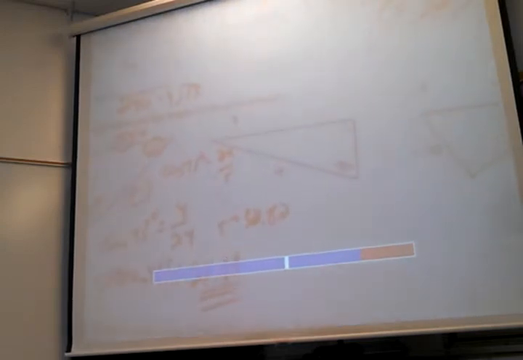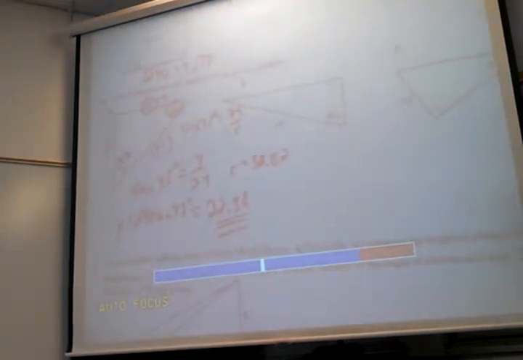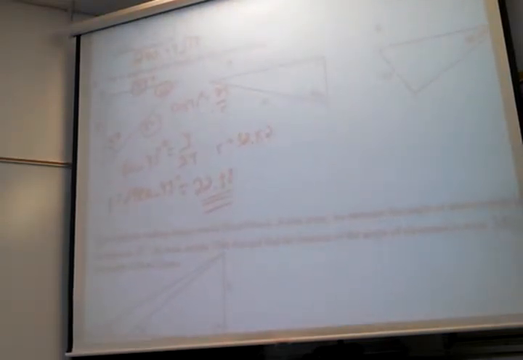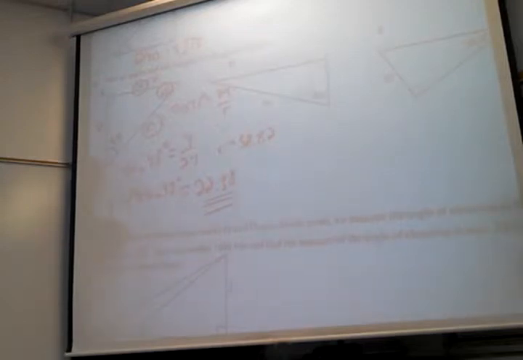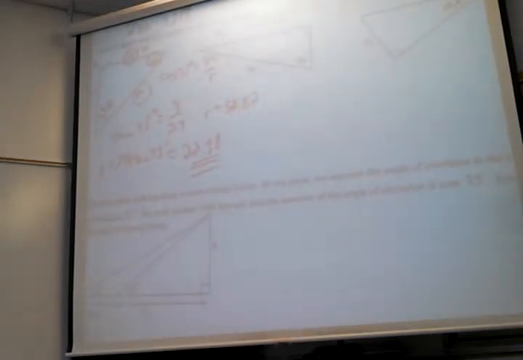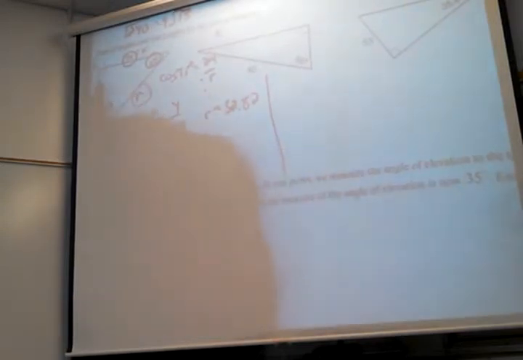Alright, so where did we leave off? We left off down here, number 6. If you want a copy of this, I can give it to you after class. Alright, so we finished off number 4. We figured all the sides and all the angles.